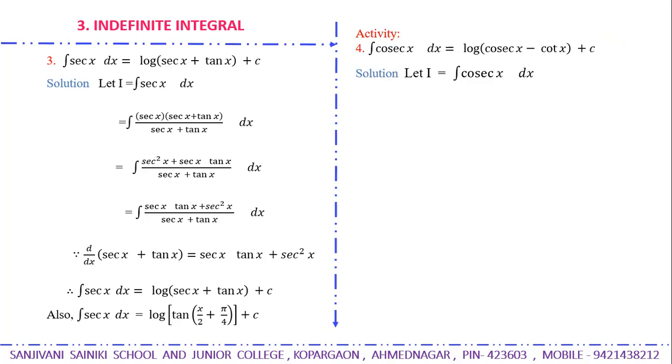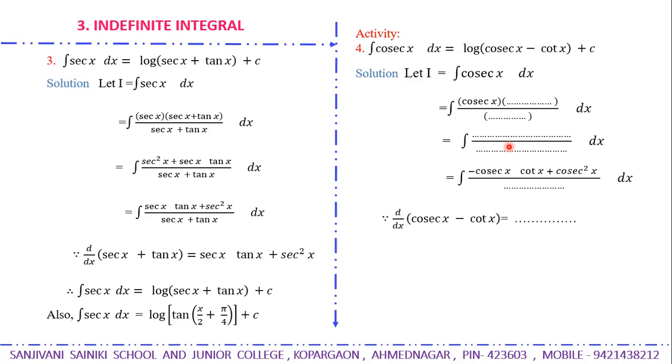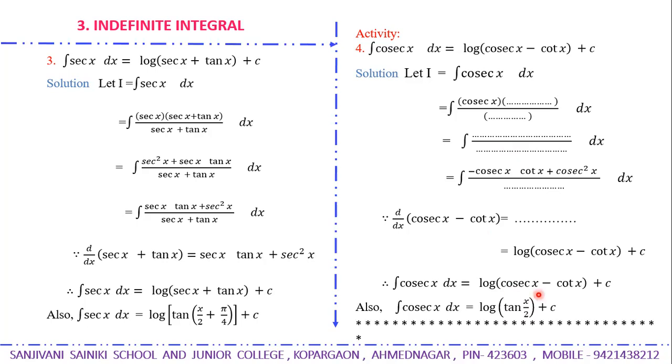Now the next one: I is equal to the integral of cosec x. Again here you have to multiply and divide by cosec x minus cot x. So this is the activity. Multiplying cosec x in the bracket, you will get cosec square x minus cosec x into cot x. So the numerator becomes the derivative of the denominator. Again here we get log of cosec x minus cot x as your answer, and once you simplify it, you will get log of tan x by 2. This is another form of this integral.